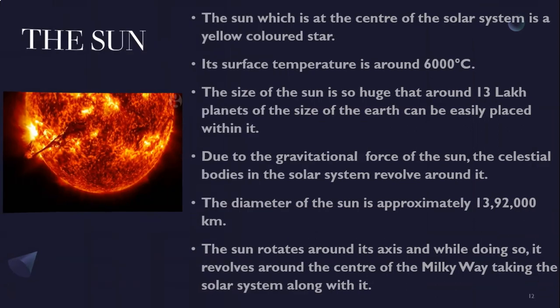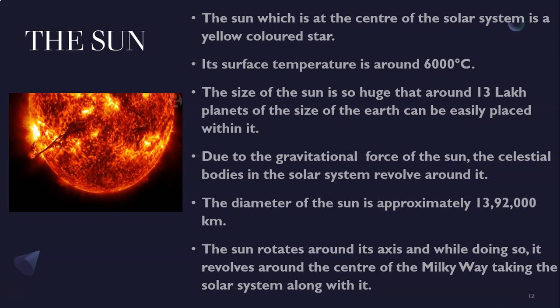So let us continue. Sun. The sun, which is at the center of the solar system, is a yellow colored star. Its surface temperature is around 6,000 degrees Celsius. The size of the sun is so huge that around 13 lakh planets of the size of the Earth can be easily placed within it. Due to the gravitational force of the sun, the celestial bodies in the solar system revolve around it.